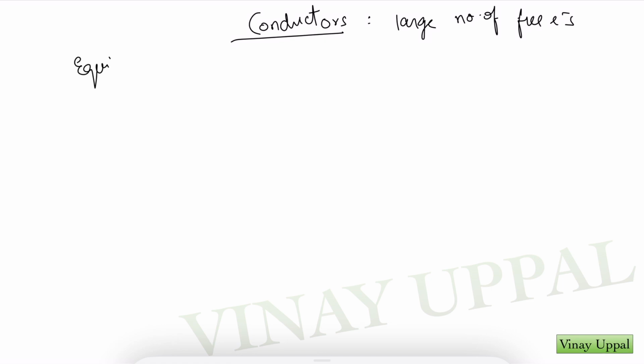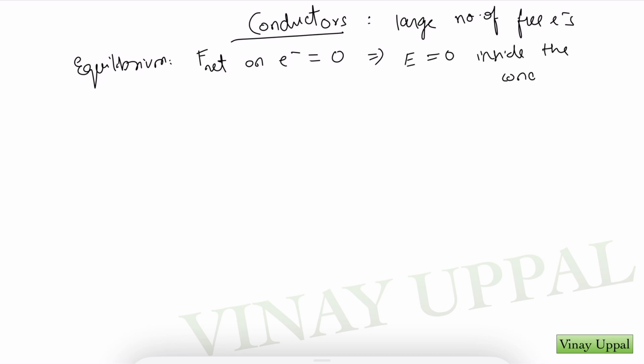So in equilibrium, the net force on the free electrons is 0. And here we neglect the gravity of the electrons, and that means that the only other force is the electric force. So the electric field itself is 0 inside the conductor. So when I say inside the conductor, that means inside the conducting material. Let's talk about some important properties of the conductor.